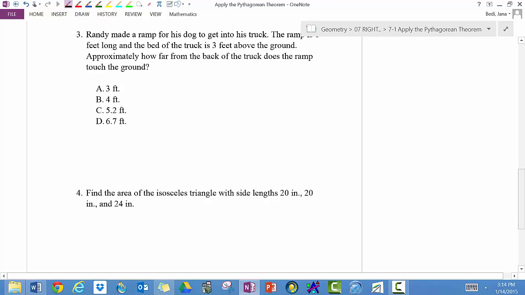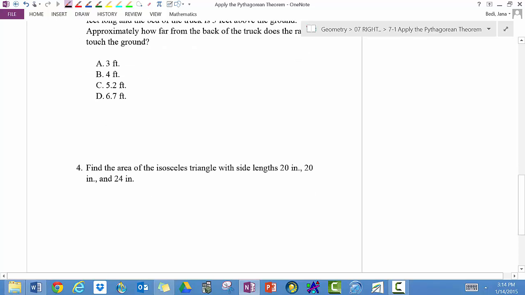In number 4, it says find the area of an isosceles triangle. I'm going to just draw this for you on this side. So if this is my isosceles triangle, which means these sides are congruent, they are 20 inches and 20 inches, and the base is 24 inches. Then in order to find the area, you need the altitude.